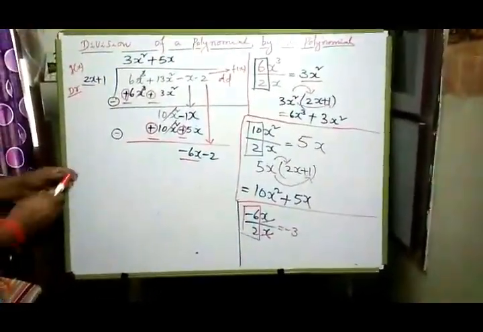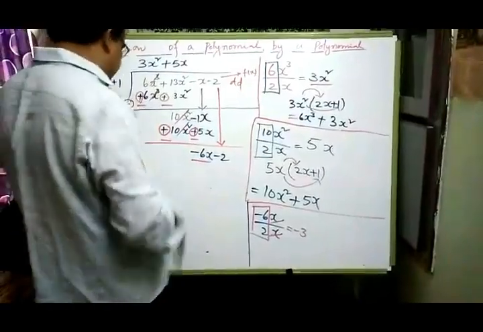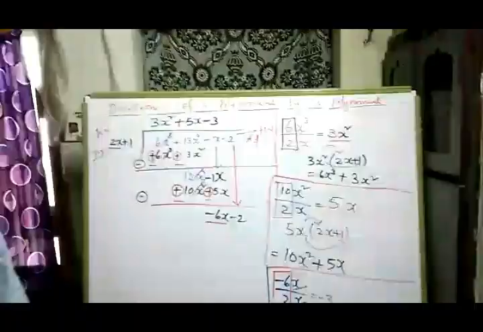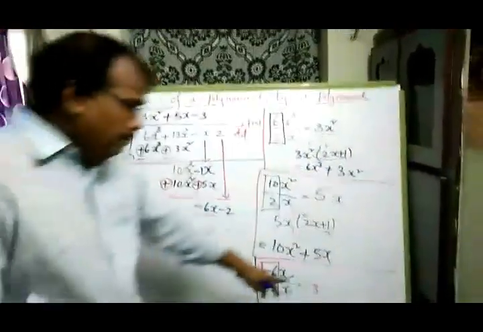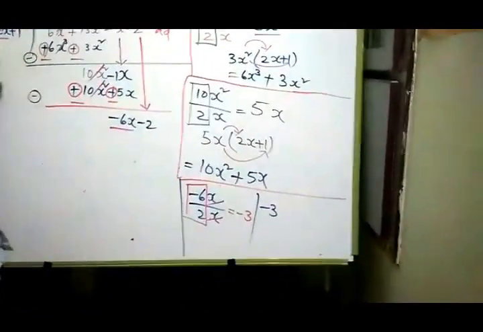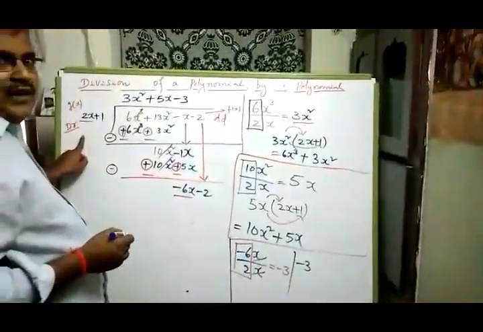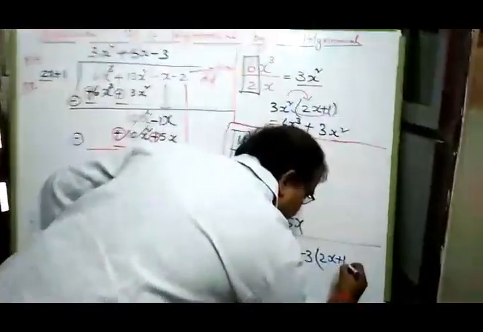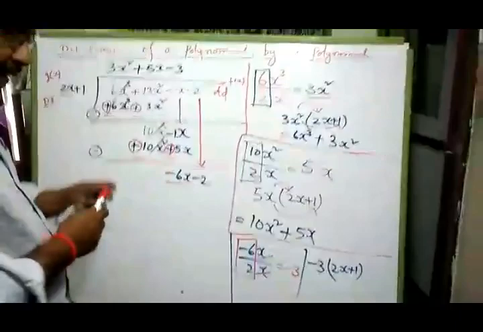Now it is also the partial quotient. Write the partial quotient in the quotient place: minus 3. Now multiply this partial quotient, minus 3, into the divisor 2x plus 1.